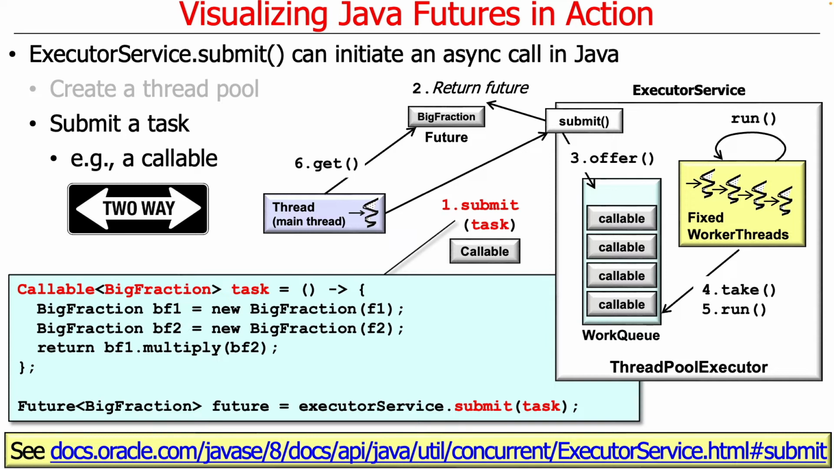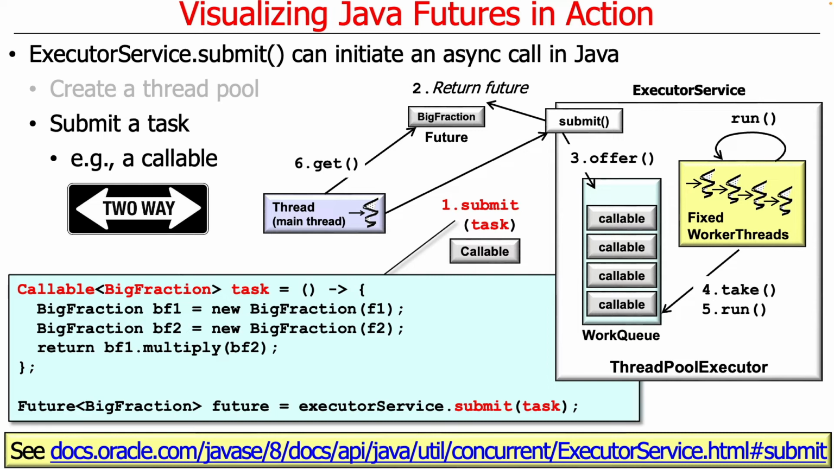This is what's called a callable. And a callable is a functional interface that has a method that takes no parameters, at least not through the parameter passing means, and returns a value that's parameterized to the callable generic interface. So this task is a callable that returns a big fraction, and you can see here that we're going to pass it, using the word loosely, some big fractions. We're going to then multiply those big fractions together, and that will get returned as a big fraction result.